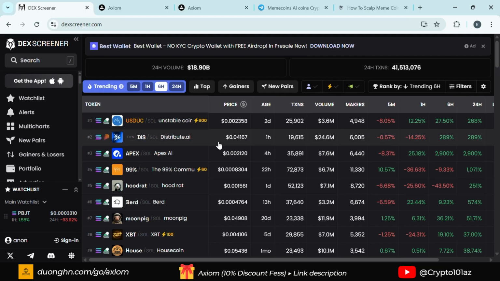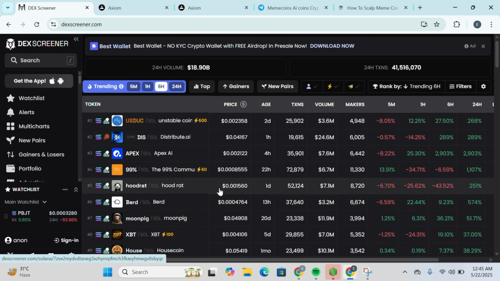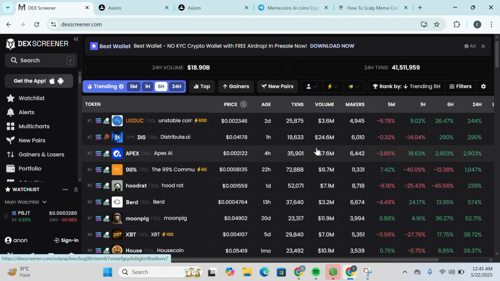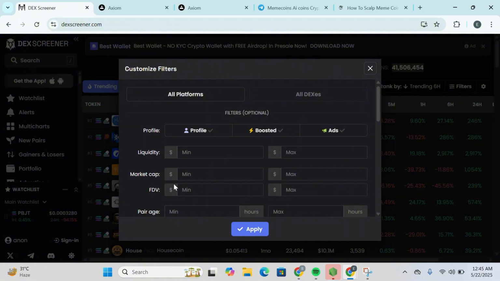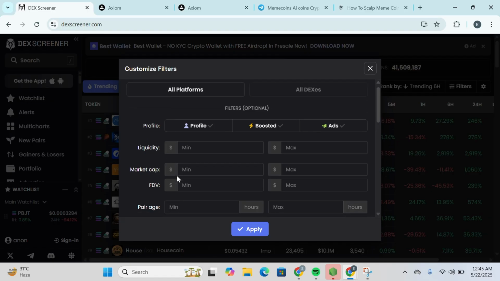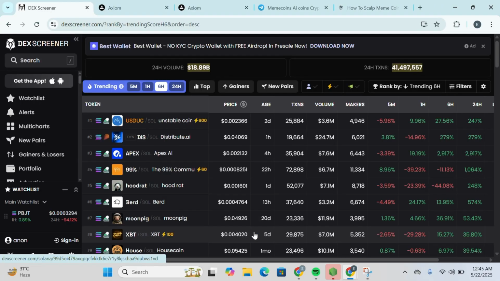Dex Screener has a very nice interface, and you can filter tokens by volume, liquidity, price actions, and age, which is crucial for finding fresh opportunities. So you can head over to Dex Screener, and we have filters over here. You can set minimum and maximum liquidity on all platforms, on all dexes. You can also set the profile. You can also set market cap, pair age, and some other stuff. Simply click on apply in order to filter out the meme coins that you really want.